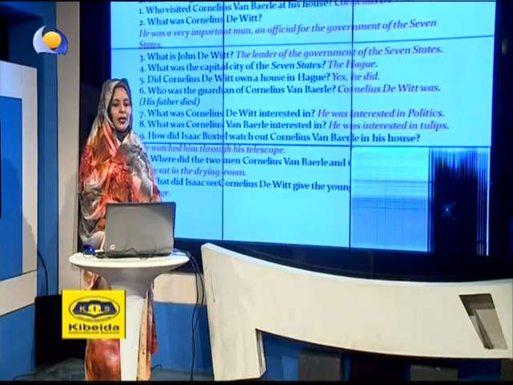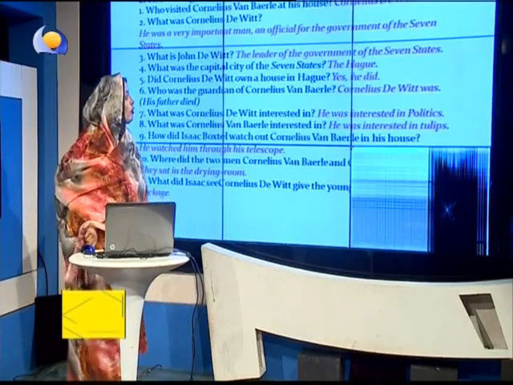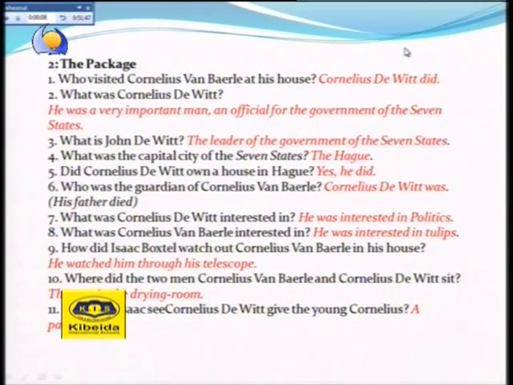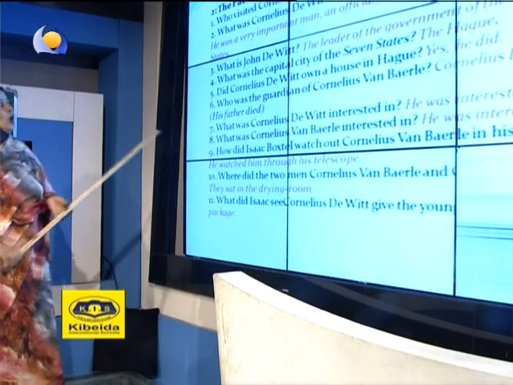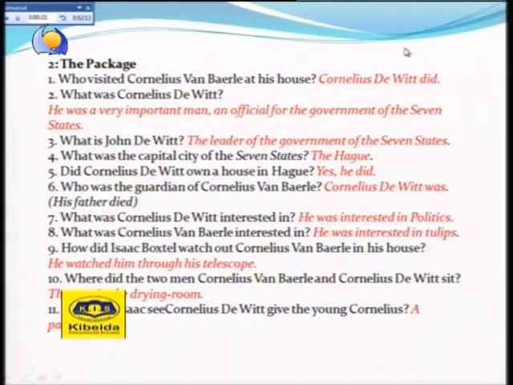We have a package that was given, if you remember. Cornelius Van Baerle was at his house, and who visited him? His guardian, Cornelius DeWitt, visited him. And what was DeWitt? The DeWitt was a very important man. He was an official for the government of the 7 states. What about John DeWitt? His brother. His brother was the leader of the government of the 7 states.